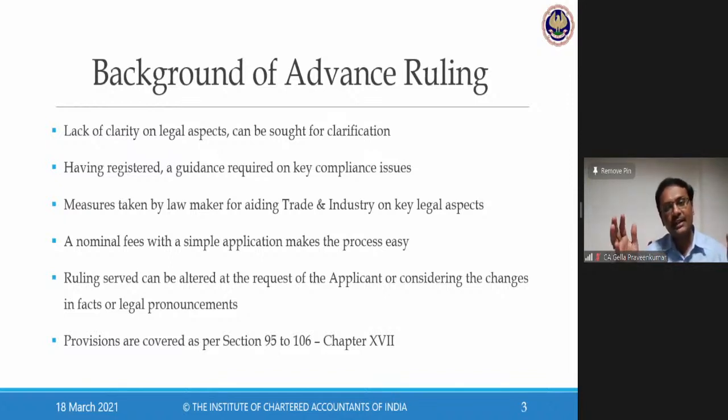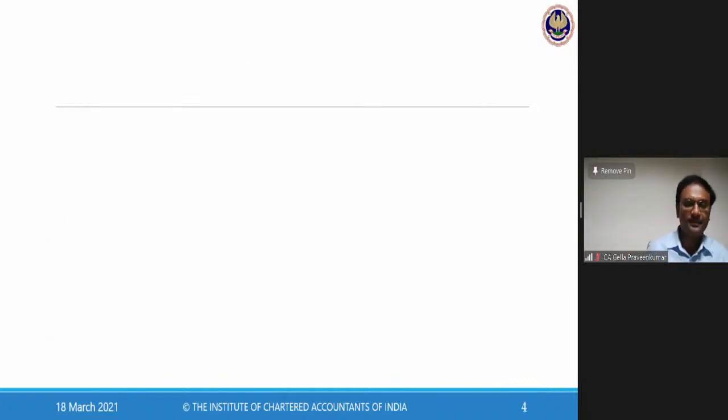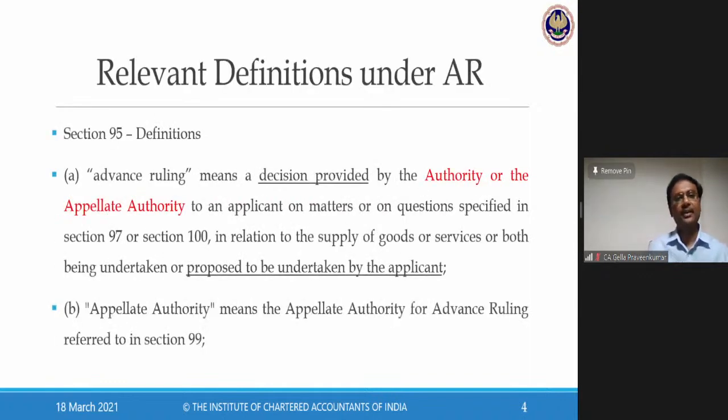As of now, Chapter 17 of the GST Act, Section 95 to 106, covers all the provisions in relation to advance ruling. Let's kickstart our learning. First and foremost, a couple of definitions which are set under Section 95. Usually we refer to Section 2 of the GST Act for definitions. As I say, this is one peculiar provision where Section 95 has been specifically carved out only to talk about definitions relevant for my advance ruling.